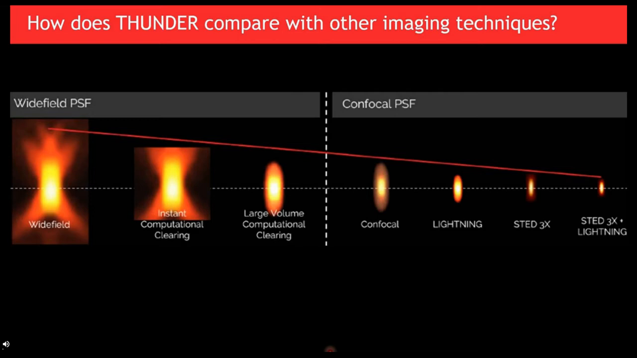And so if increased resolution is desired, Leica does offer confocal products, such as the Solaris platform, which can be paired with the deconvolution called Lightning, or you could use the STED 3X and the STED 3X with Lightning.